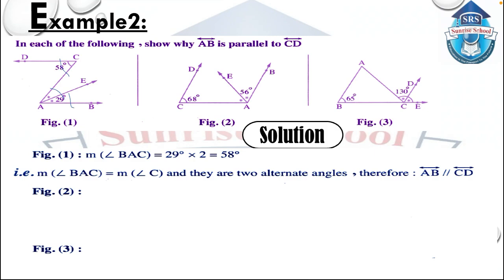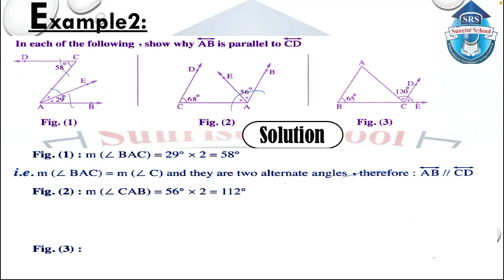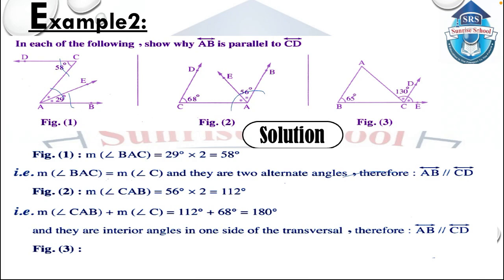In the second figure, why is AB parallel to CD? Here we have 56 and 56. When we add these two angles together, we get 112. 112 plus the other angle C will give us 180. So they are two interior angles on one side of the transversal. So the two straight lines AB and CD are parallel.